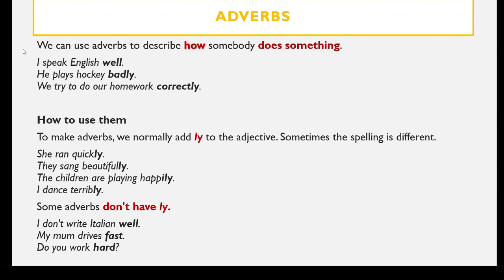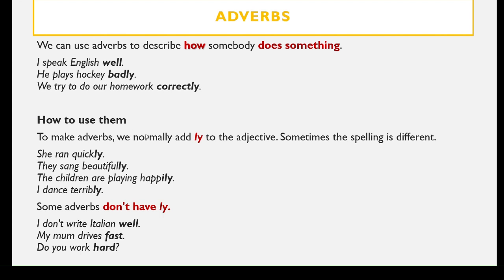Here we have, I speak English well. So how do I speak? I speak very well. Well describes our verb speak. He plays hockey badly. How does he play? Very badly. We try to do our homework correctly. And let's have a look how we should use them.